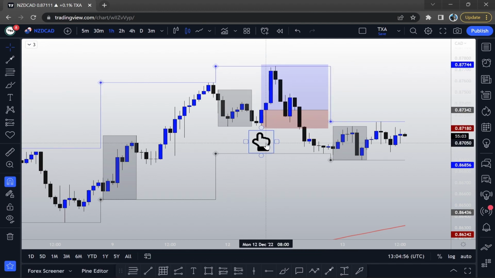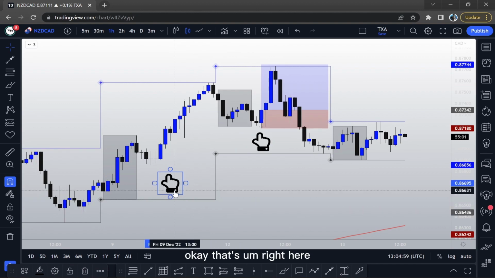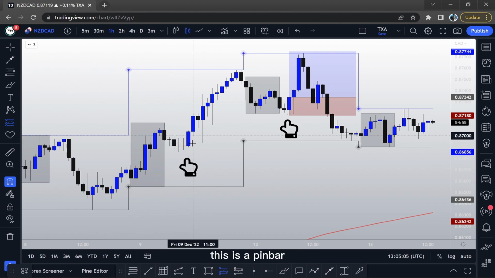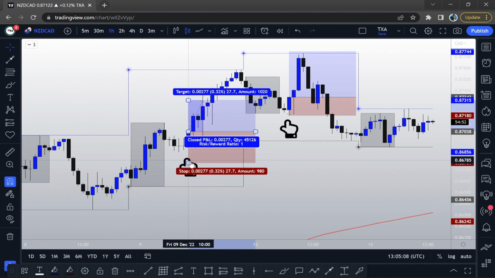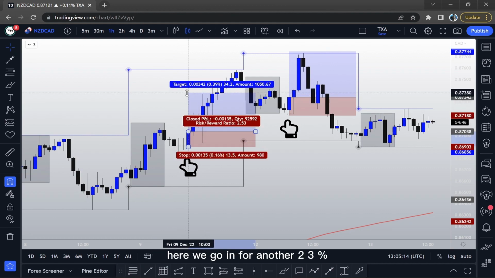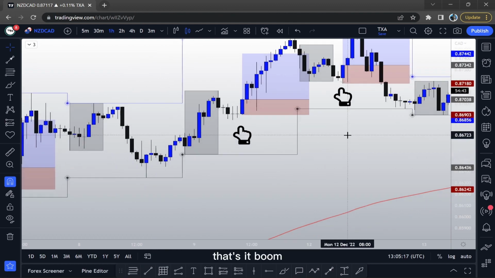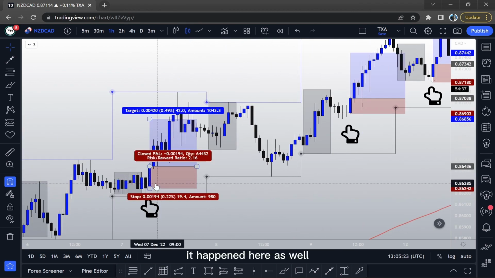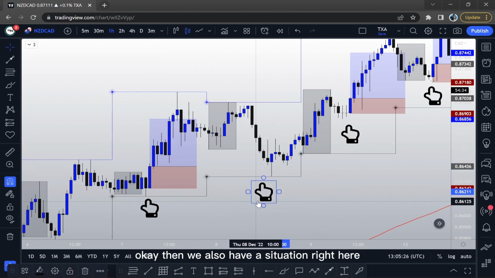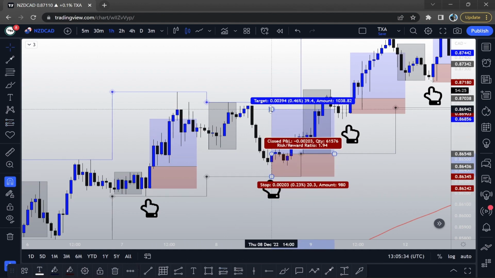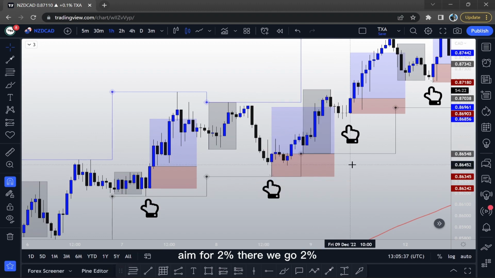Okay, cool. The day before yesterday, okay, that's right here. Color change engulfing. This is a pin bar. Here we have a bullish candlestick engulfing. Here we go, aim for another 2-3%. That's it. Boom. Let's continue. It happened here as well. Another one. Okay. Then we also have a situation right here. Stop loss below the wick. Aim for 2%. There we go, 2%.